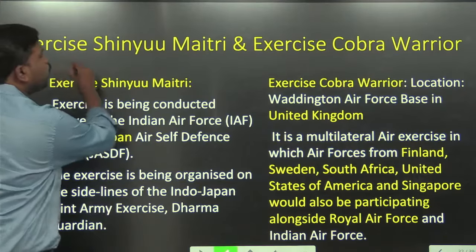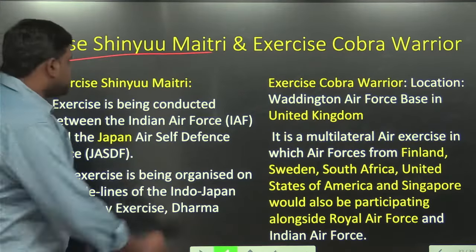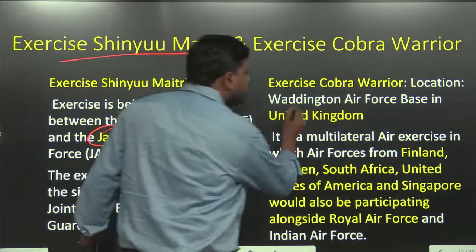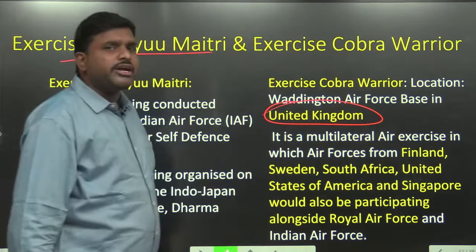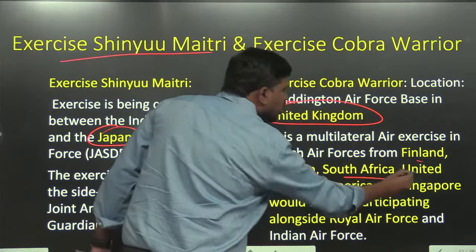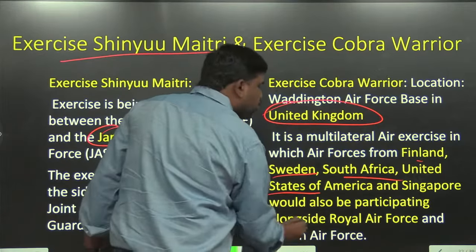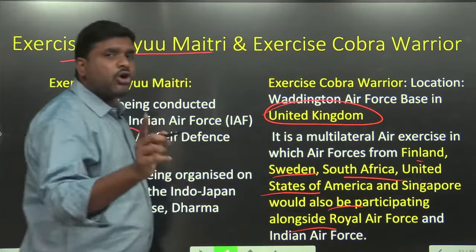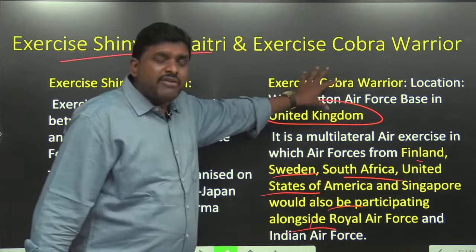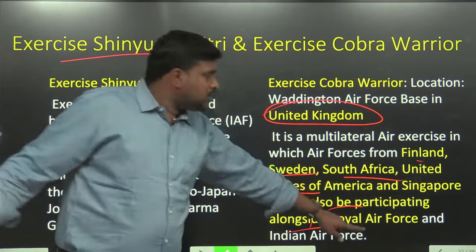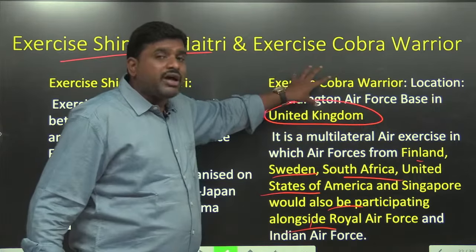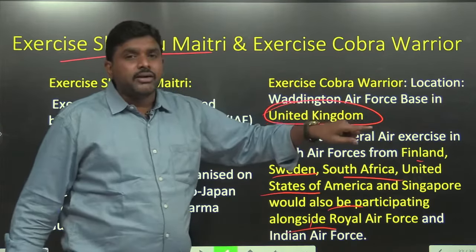Exercise Shinyu Maitri, Japan. Remember Japan. Exercise Cobra Barrier, United Kingdom, happened in United Kingdom with various countries: Finland, Sweden, South Africa, United States of America, Singapore, participating alongside the Royal Air Force, that is British, and the Indian Air Force. These are all the countries which participated in Exercise Cobra Barrier, which happened in the United Kingdom.